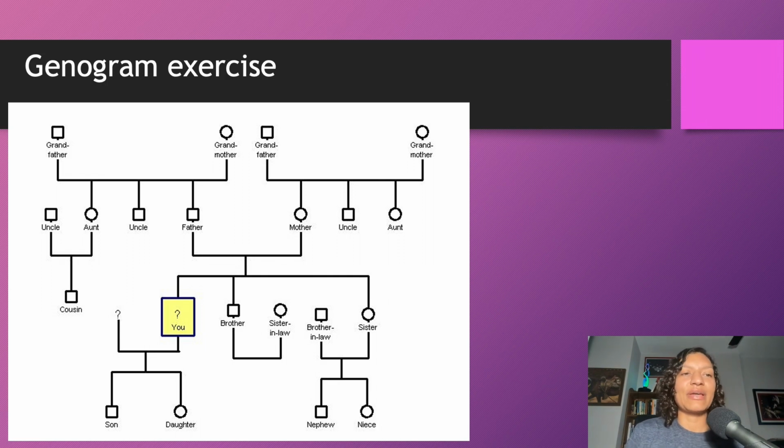I'll just talk through it though. I'm not going to actually use the picture from the slide. That's just to show you what a genogram looks like.